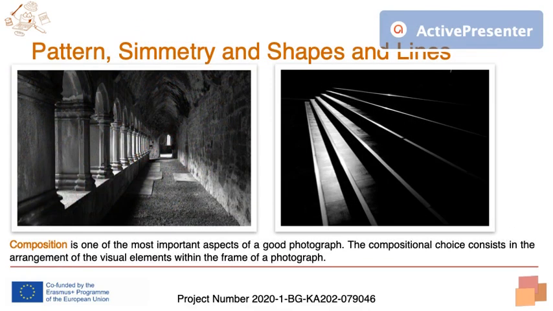Let's see below the essential elements of a grayscale photo. Composition. Composition is one of the most important aspects of a good photograph. The compositional choice consists in the arrangement of the visual elements within the frame of a photograph. In black and white photography, due to the absence of color, the composition will be very important, if not essential, for obtaining a good photograph.